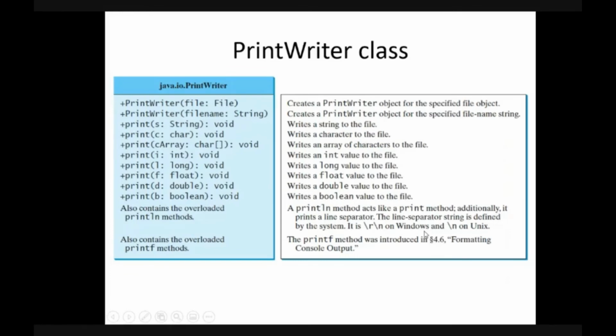What can I do with this PrintWriter class? You can write many things with any data type. You don't need to specify them: string, char, integer, long, float, double, boolean. You can use println to start a new line. You can even use printf. So it is the same as writing on the command window.